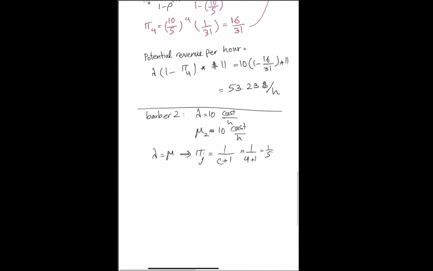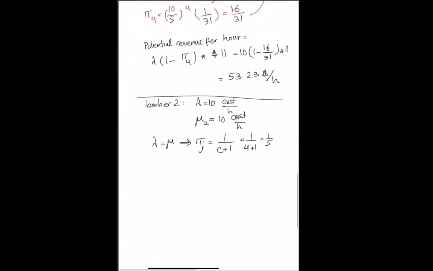So I still need to calculate the rate of entrance to the system, which is lambda multiplied by 1 minus pi 4. Lambda is 10. 1 minus pi 4 is 1 minus 1 over 5, because we just calculated that pi j, no matter what j is, is 1 over 5. So pi 4 is 1 over 5. So that's going to be 40 divided by 5.